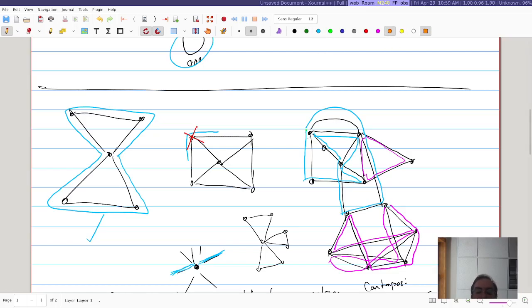So I started here. And when I got to here, that's a vertex that's shared with this pink thing. So I can go around this cycle.